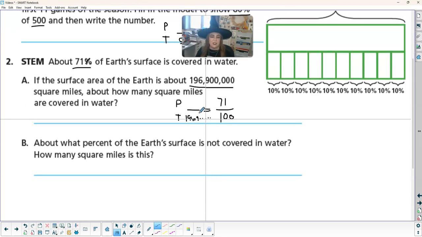And then it wants to know the opposite of that. What percent of the Earth is not covered in water? Well, the part that's not covered in water is 100 minus 71. And then we're going to do that same problem here, 1,969, 1, 2, 3, 4, 5 zeros. And this answer here is going to go over 100. So that answer is going to be your percent. We're going to multiply those, then divide by 100 to get that percent there.